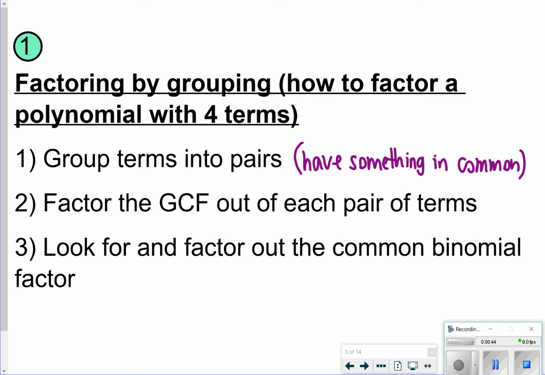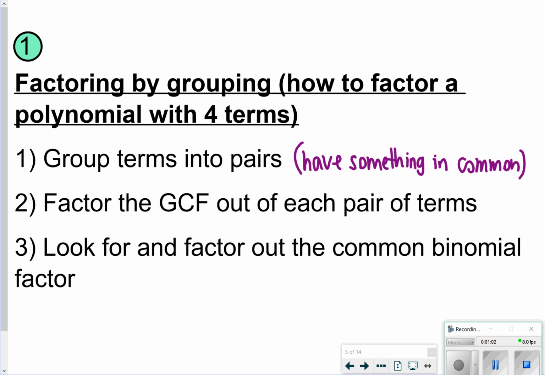The next thing we want to do is factor out that GCF of each pair of terms. Once you have that GCF factored out, you're going to notice that there's a common binomial factor, and that is going to be one portion of your factoring. The other portion will be what you factored out. So they're pretty simple steps.